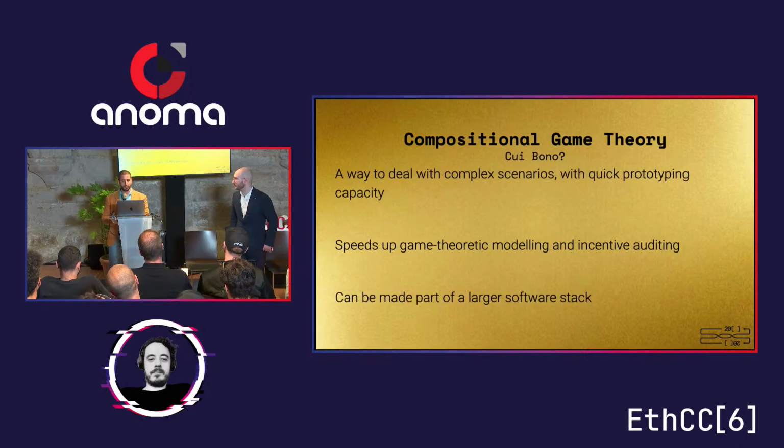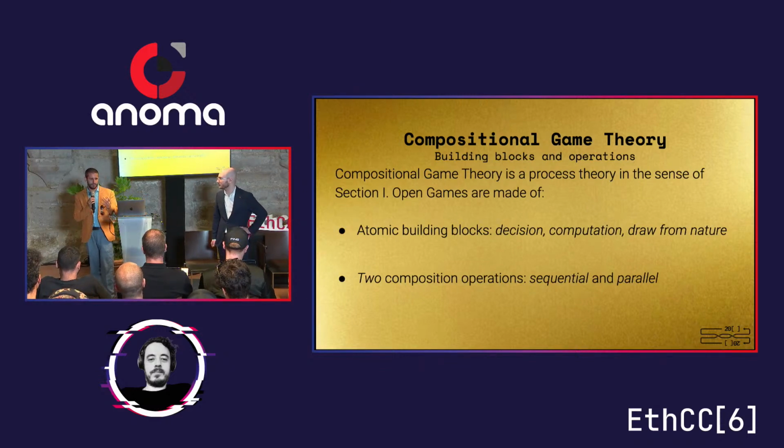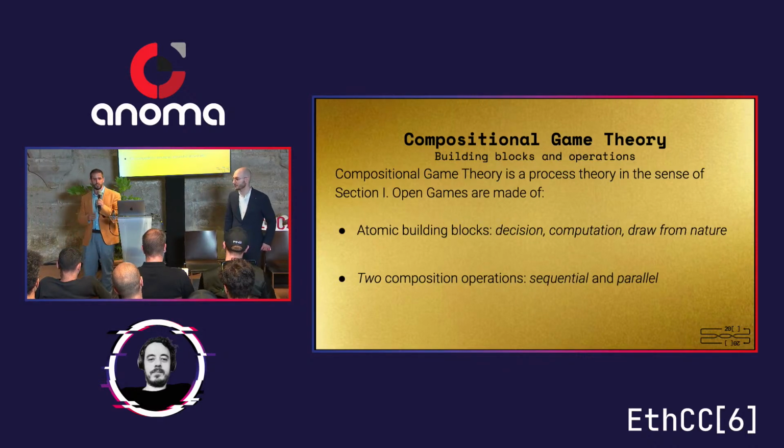Okay, so as I said, quick prototyping capacity speeds up stuff, and can be used in larger software stacks. Okay, so what is the main idea? In compositional game theory, we have some atomic building blocks. These are usually three things. First, decision. Decision is strategic decision. It means I observe something and I have to apply some strategy to do something. Then you have computation. Computation is like a non-strategic decision. It means you see something and you just compute something without thinking strategically. A simple example is a function.